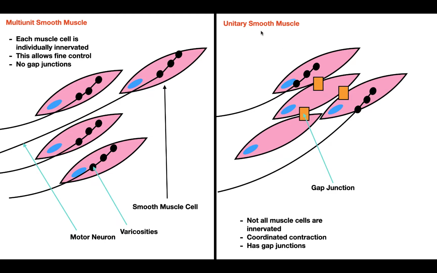And one last thing is that smooth muscle is going to be controlled by the autonomic nervous system. So this is going to be involuntary muscle movement. Smooth muscle contraction is going to be involuntarily controlled.